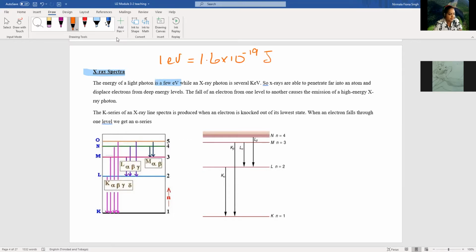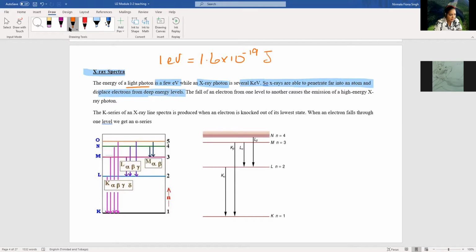So the energy of a photon of light, as in visible light, ROYGBIV, is a few electron volts, while the X-ray photon is several kilo electron volts. So this means that an X-ray photon is a few thousand times more energetic than light. So X-rays are able to penetrate far into the atom and displace electrons from deep energy levels.